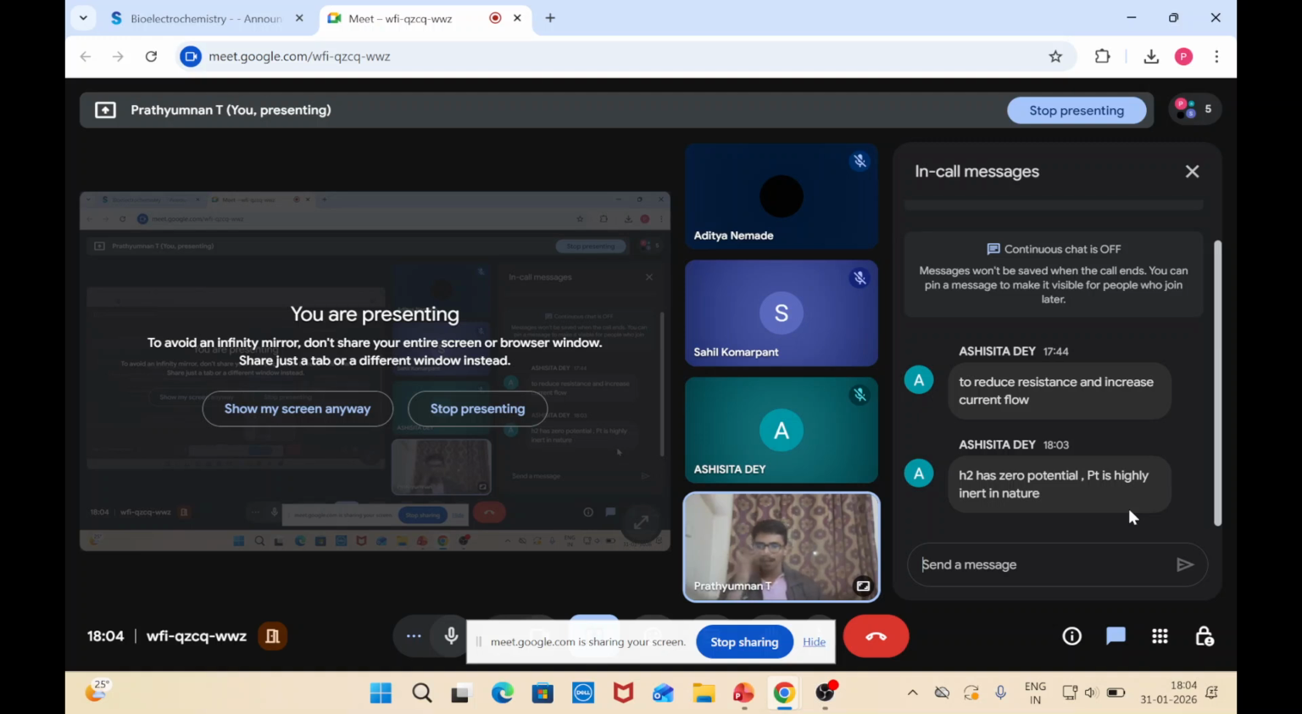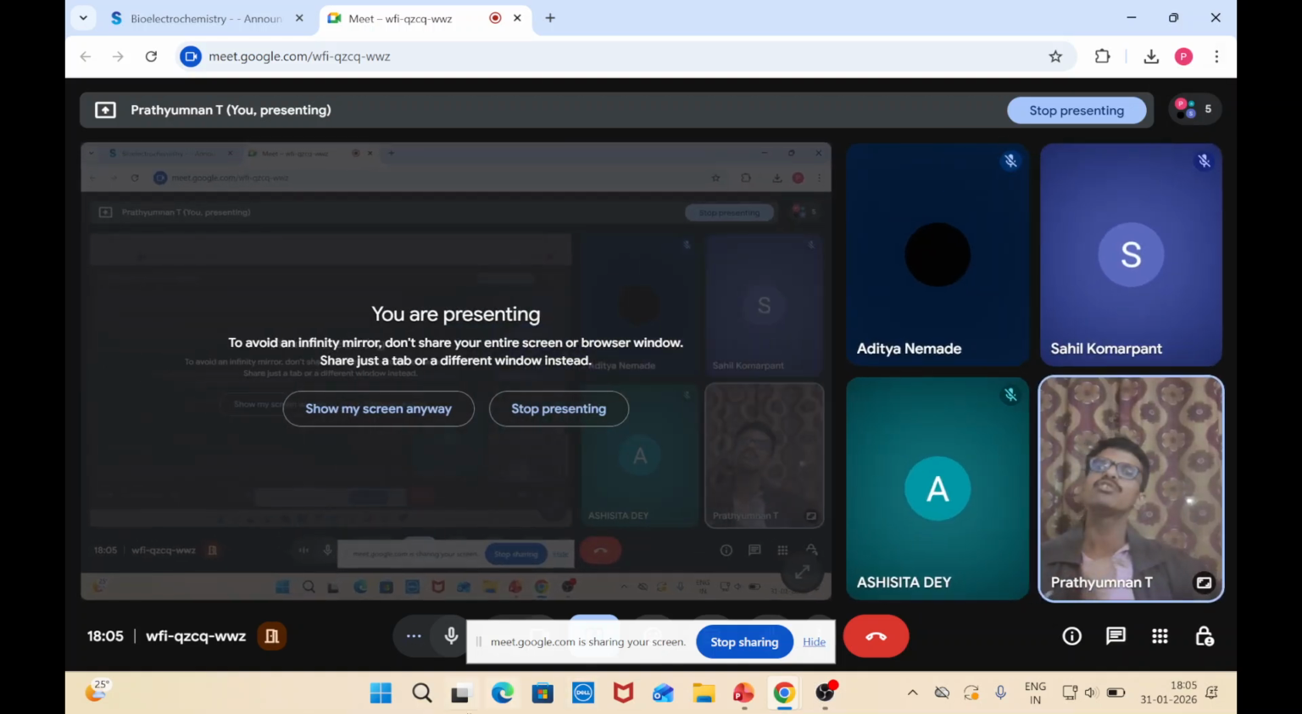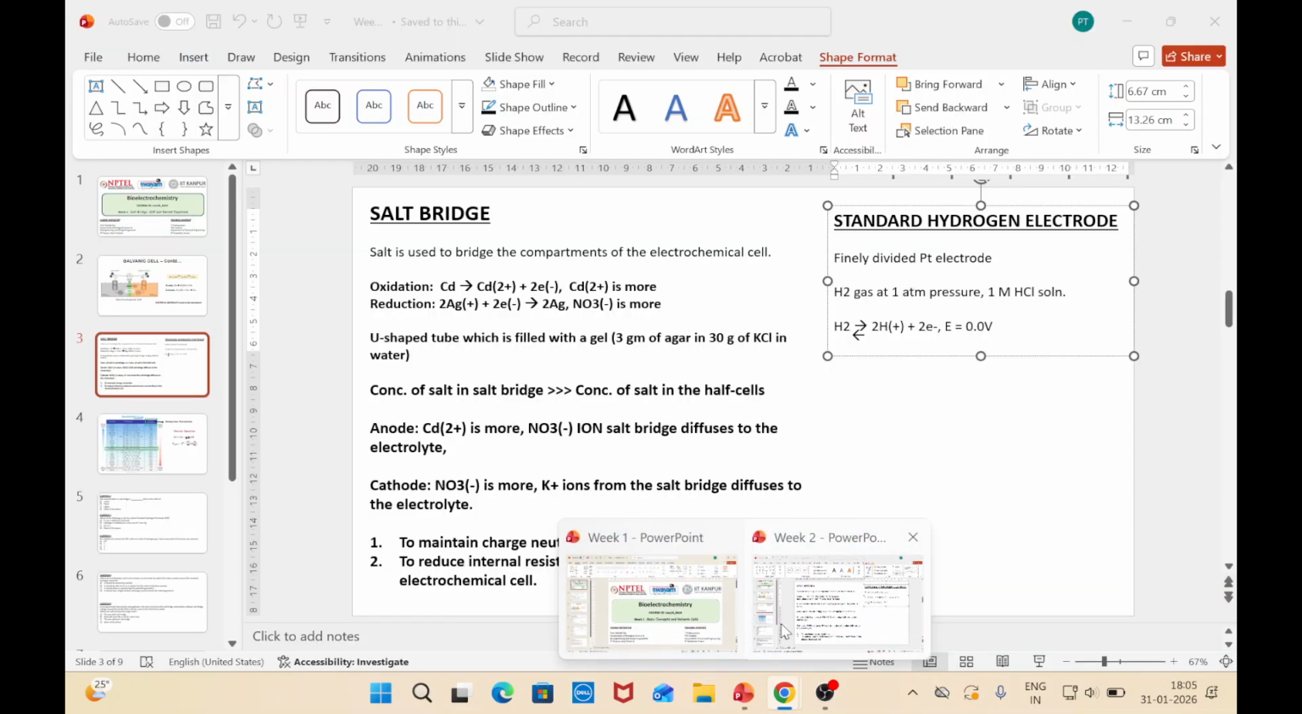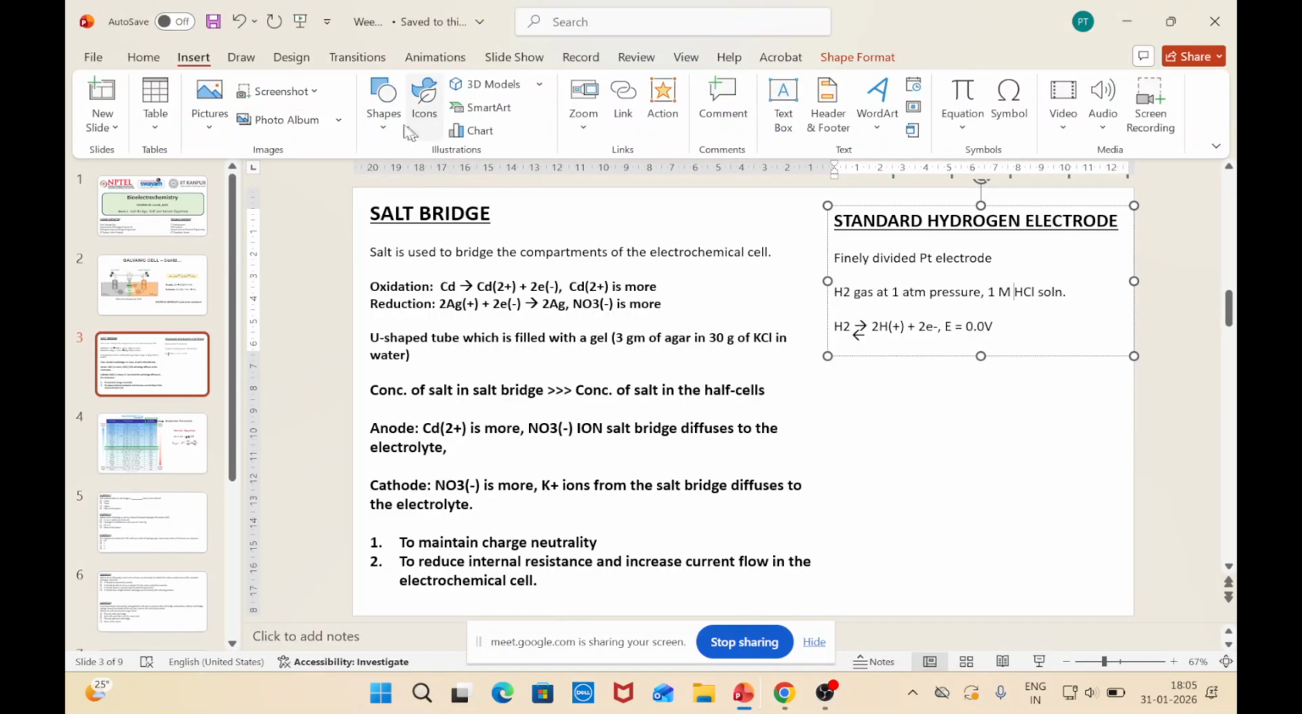In the next live interaction session we will solve one problem where the absolute potential value of SHE is not zero. It's a different value, stating that the potential of SHE is 0 is the relative potential value. So think about why hydrogen is used as a standard reference. I will place this question.